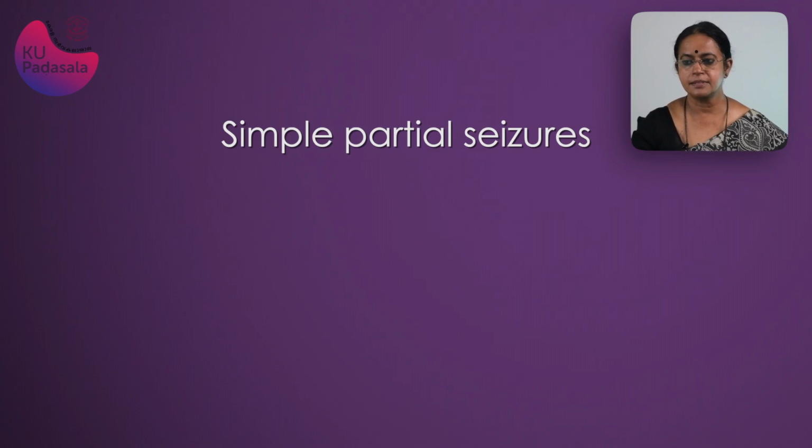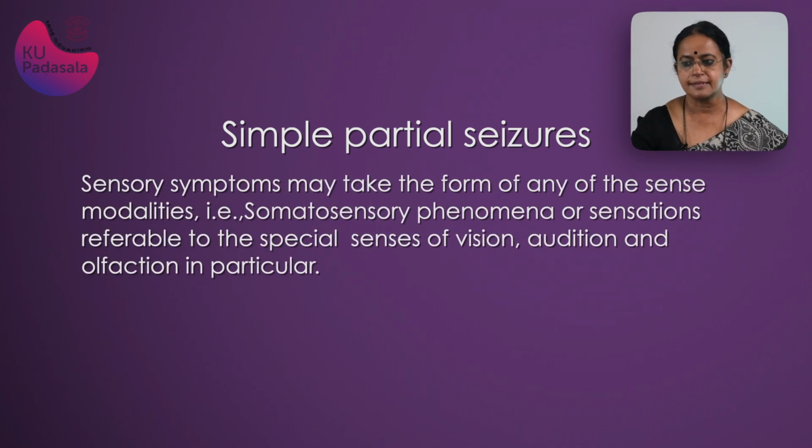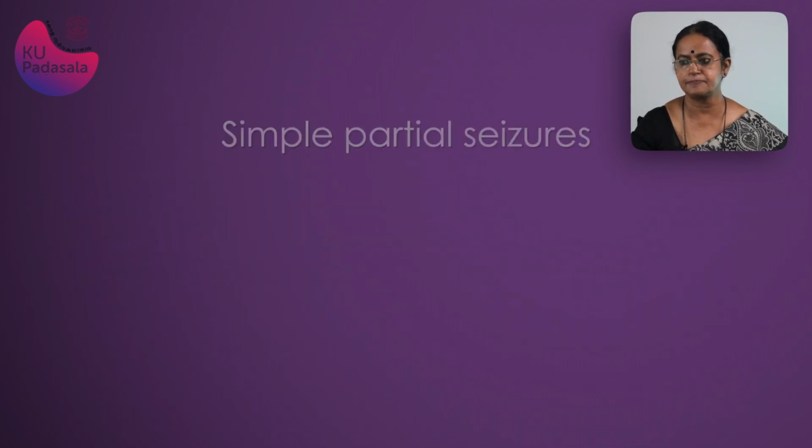Simple partial seizures with motor symptoms may take many forms and point to localization mainly in the region in front of the central or Rolandic fissure, though the focal abnormality may lie in the temporal or parietal region. Sensory symptoms may take the form of any of the sense modalities, that is, somatosensory phenomena or sensations referable to the special senses of vision, audition, and olfaction in particular.